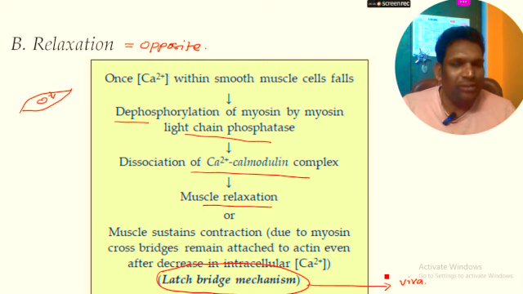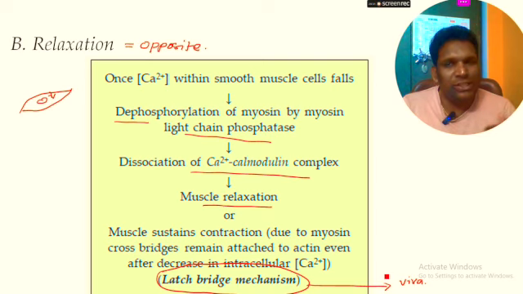This process, though calcium availability is not there, it still attaches with the actin, attaches with the myosin. This phenomenon is called the latch bridge mechanism, one of the properties and a very important mechanism. It can be asked as a short note also, a very short note. So you should be aware of what exactly the latch bridge mechanism is.